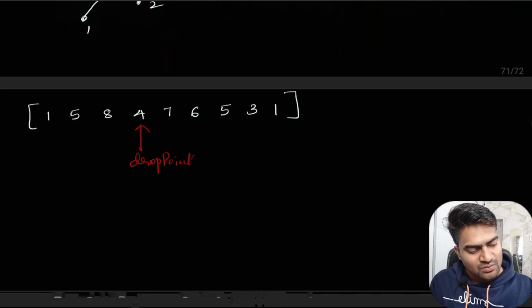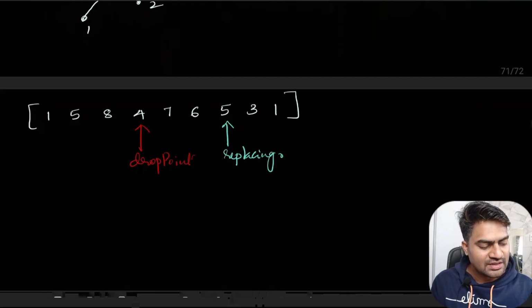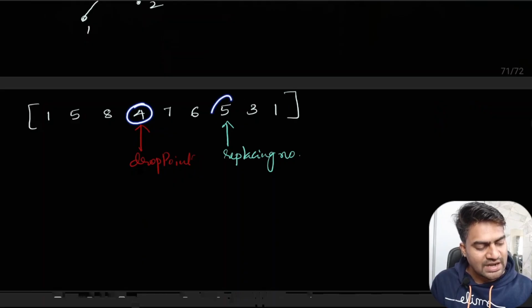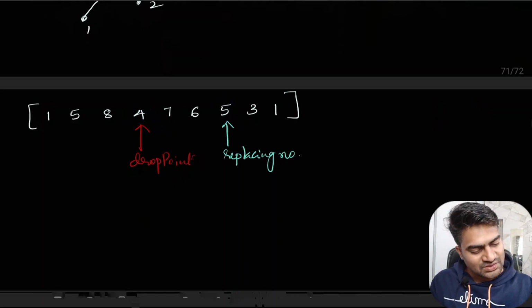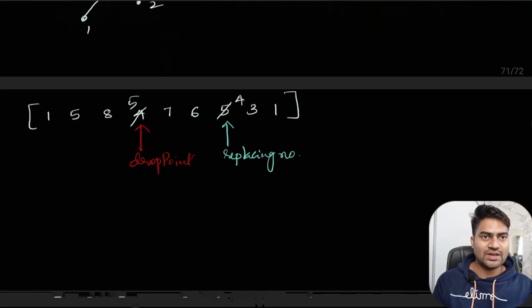Okay, so now I will mark this with my replacing number. So I will simply mark this. This is the replacing number. Now after this, I will simply swap these two. So I will swap 4 and 5. Okay, is this done? No, it is a greater number, but it is not lexicographically the next greater.